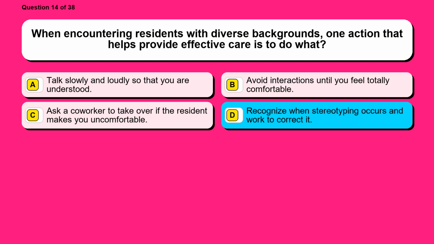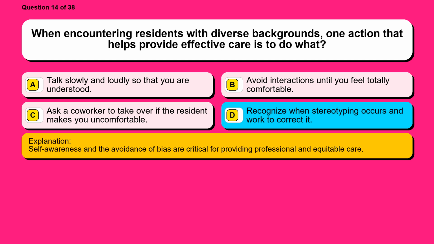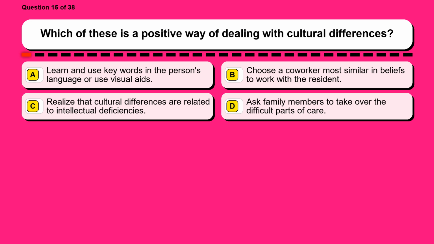The correct answer is option D. Recognize when stereotyping occurs and work to correct it. Self-awareness and the avoidance of bias are critical for providing professional and equitable care. Question 15. Which of these is a positive way of dealing with cultural differences?